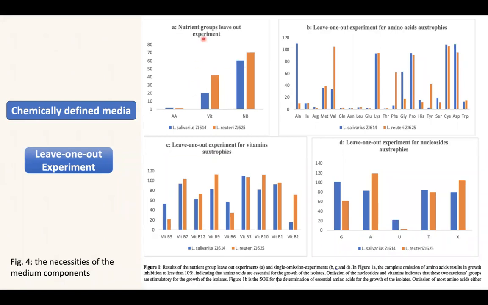So briefly on the leave-one-out experiment, after culturing the isolate on a medium which is devoid of amino acid, we can see this AA indicates amino acid, which denotes that these two isolates are actually auxotrophic for amino acid, which means that they cannot grow on medium without amino acid. Hence, I went ahead to check which of the amino acids are essential for the growth of the isolate and which ones are not essential. As you can see on these figures, this is figure B for the leave-one-out experiment for the amino acids, figure C is the leave-one-out experiment for the vitamins, and D for the nucleoside bases.